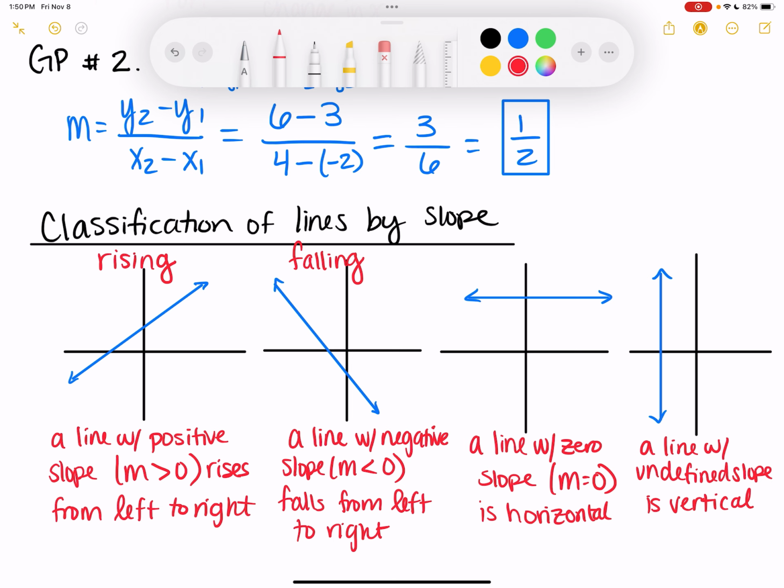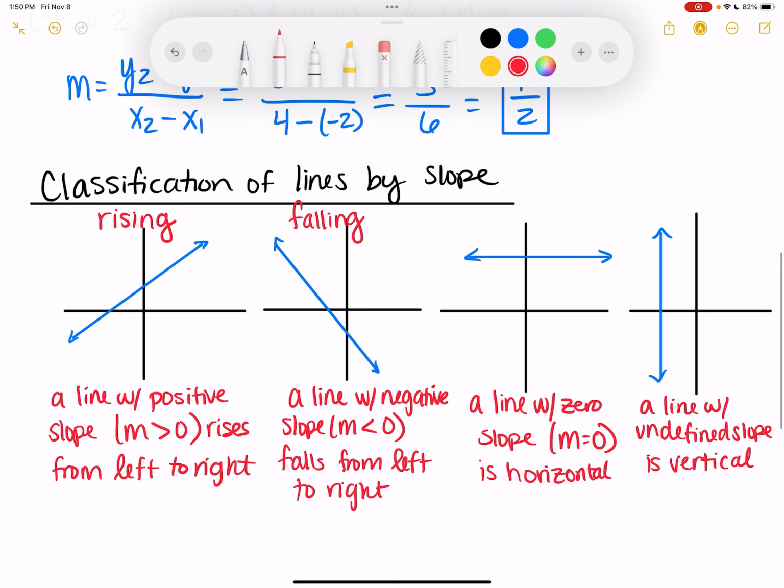So that means that when you work your equation, you're going to get some number divided by 0. And we can never, ever, ever divide by 0. So if you have 0 on the bottom, that means it's undefined. Now, the most common thing is people mixing up 0 slope and undefined slope. So I'm going to show you my trick to remember which one's which.